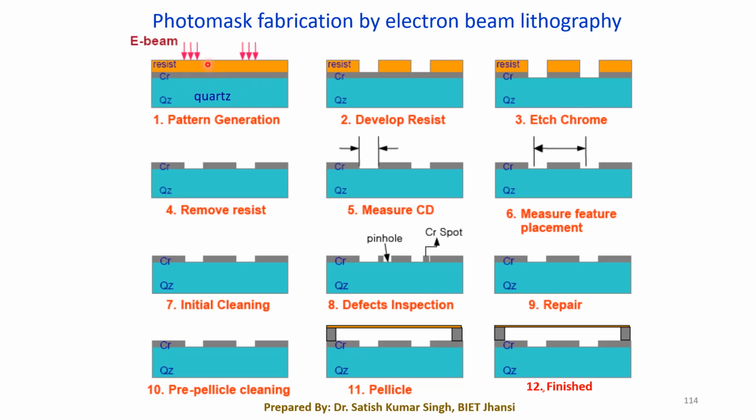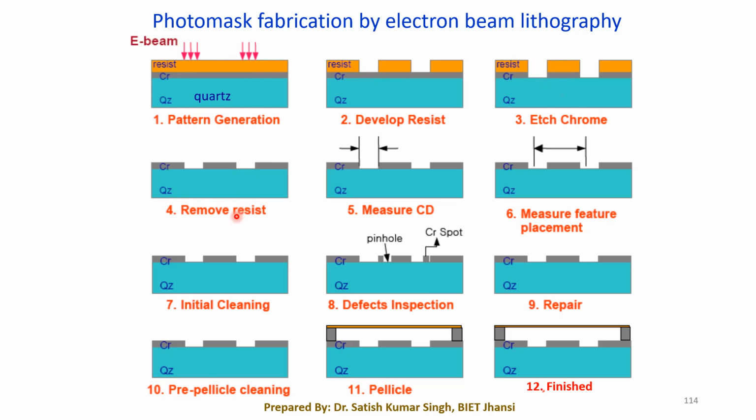Obviously only this particular area gets exposed. After that, certain chemical changes occur in the electron sensitive resist, and then a developer solution is used and this resist is removed. Then we have to selectively etch out our chromium, so this chromium can be removed. After removing the chromium, we can remove the resist layer.